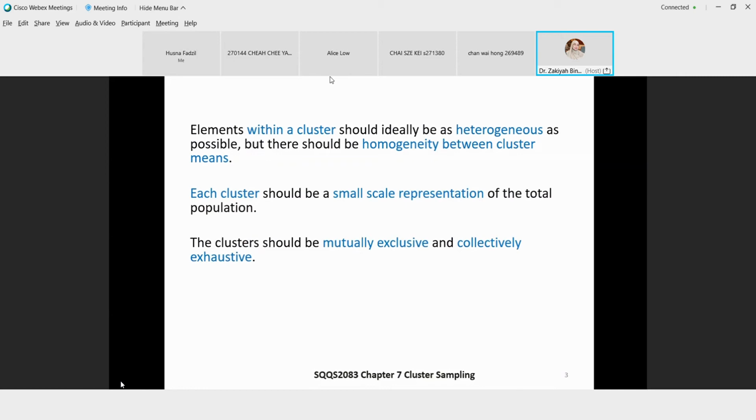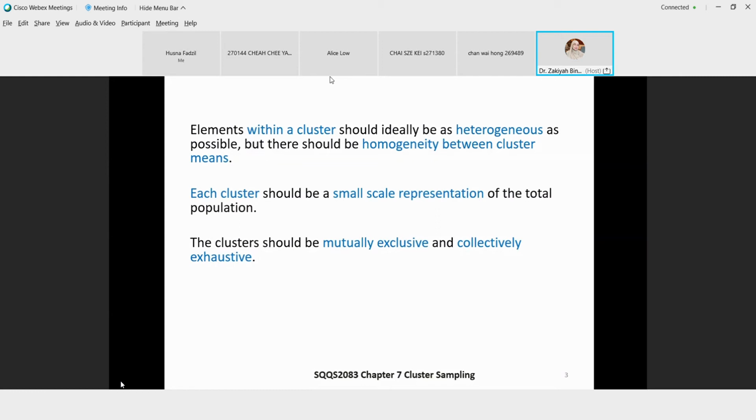And collectively exhaustive, what does that mean? Exhausted, you know that, right? Collectively exhaustive means that there's no other possible clusters there. Like everything is, that's it. You have exhausted all resources. You have collected everything, and just 10 clusters. That's it. No more.